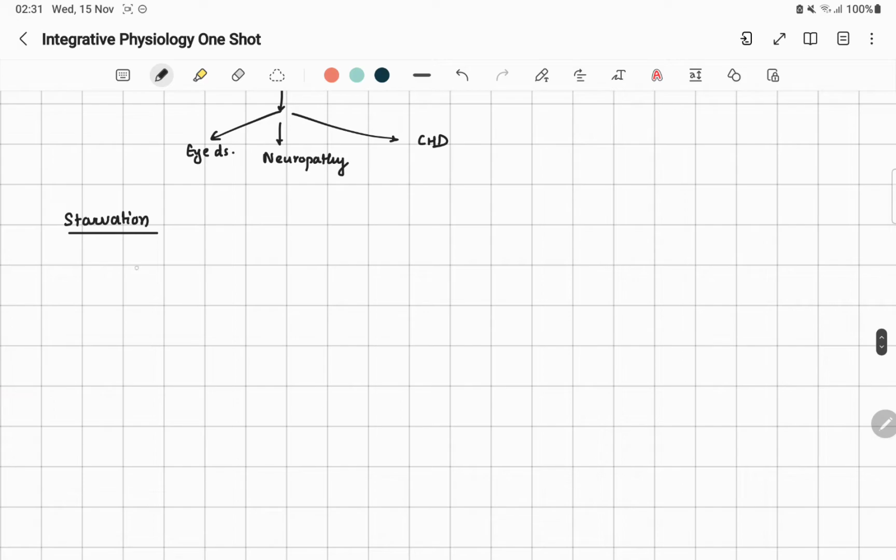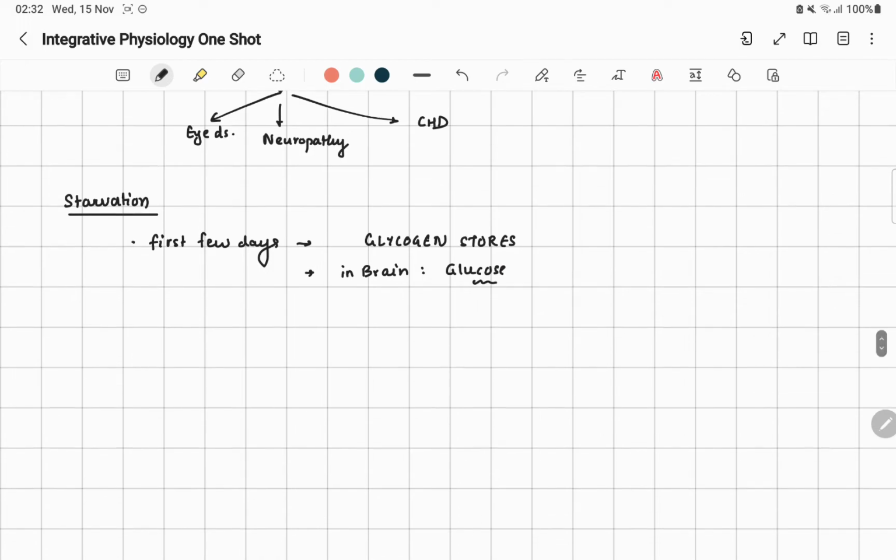Let's talk a little bit about starvation. In the first few days of starvation, body glycogen stores are utilized, and glucose is made available to the brain by gluconeogenesis. The brain is given glucose to utilize in the first few days.